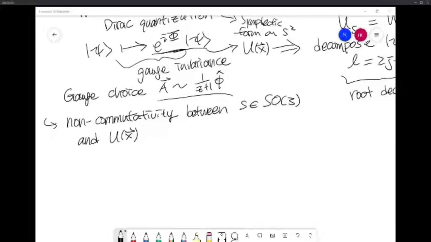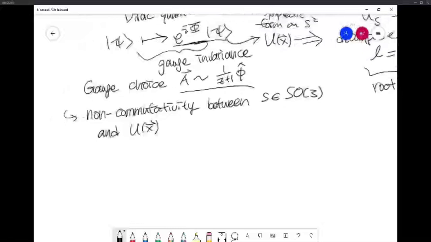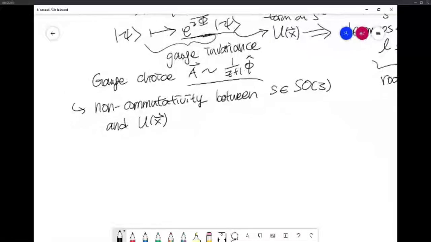Not sure if that makes sense to you guys, but that's the way I think about it. And specifically, you can still pick quadratic Casimirs, L squared and LZ.